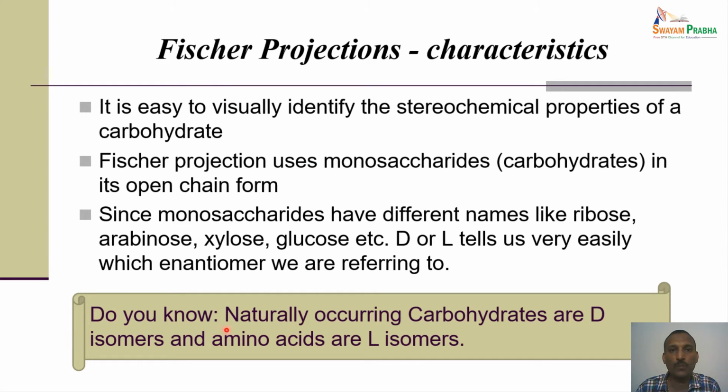And do you know one important factor? The naturally occurring carbohydrates are basically D isomers, whereas the amino acids are L isomers. So the natural selection is a very characteristic one, and no one knows the reason why carbohydrates are D and amino acids are L. No one has found out the reason for this so far. Although many theories have been proposed, none of them is finally accepted.